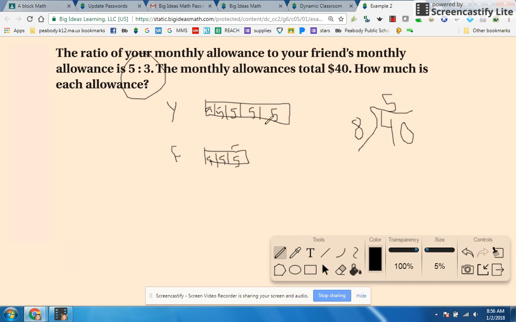Okay, so now it says how much is each allowance. So yours is 5 groups of 5, which is $25. Your friend's is 3 groups of 5, which is $15. So in 1 month, out of the $40, you got 25 from your parents and your friend got 15. So I'm going to see if you could try one all by yourself using a tape diagram. Okay, so let me get you one to try.